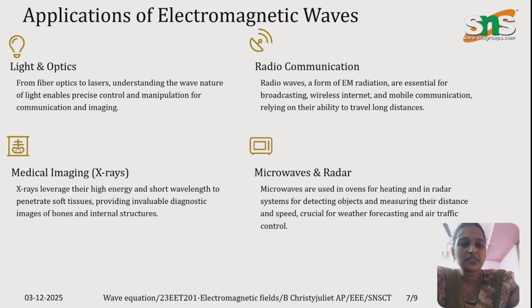In microwaves and radars, microwaves are used in ovens for heating, and in radar systems we use microwaves for detecting objects and measuring their distance and speed. So these waves are used for weather forecasting and also for air traffic control.